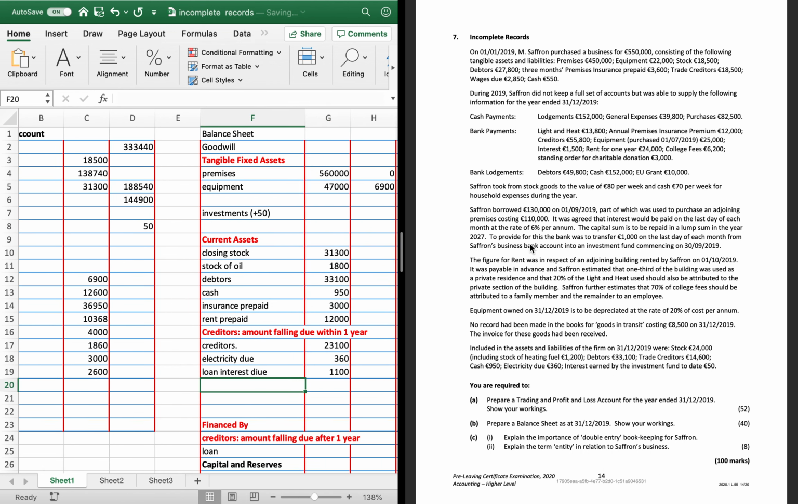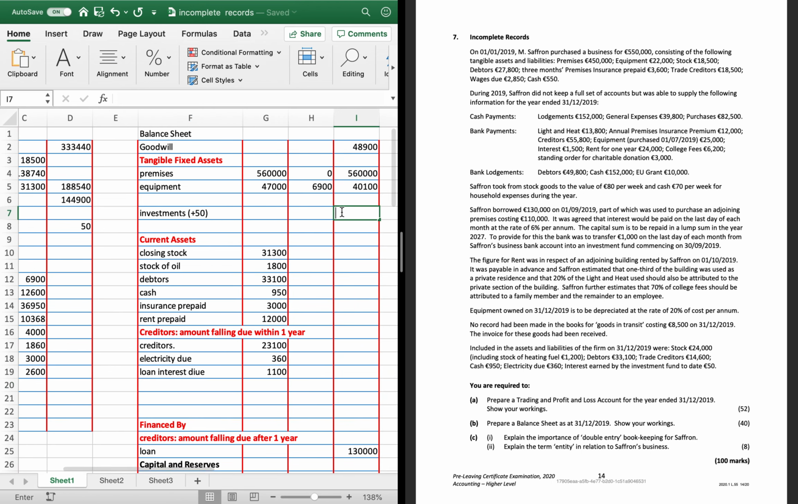To provide for it, the bank was to transfer 1,000 on the last day of each month from Safron's business bank account into an investment fund. So that's going to be the investment. So 9, 10, 11, 12, so 4 months by 1,000 will be 4,000. So your investment will be 4,050. You've got 4 by 1,000 and add on the 50 to it. And that's that dealt with.